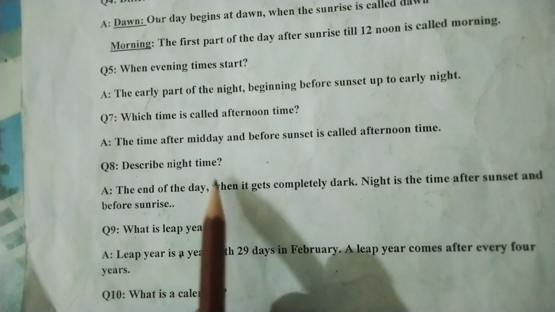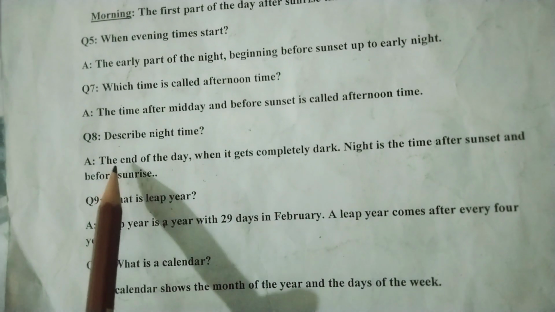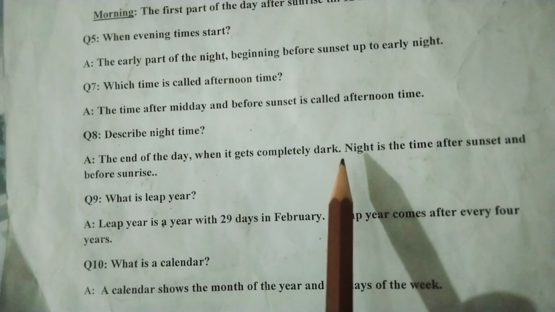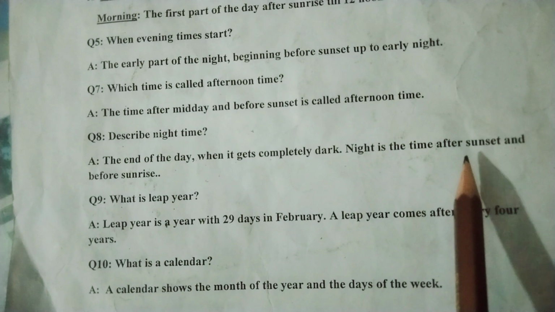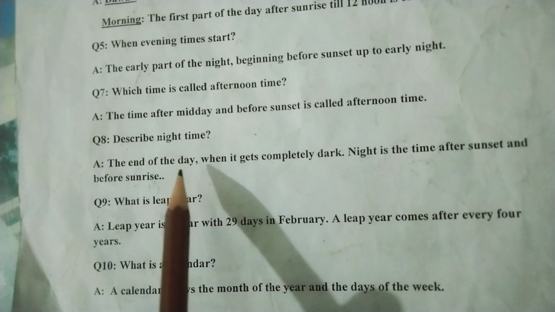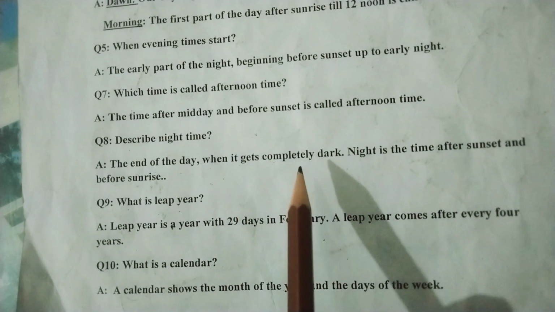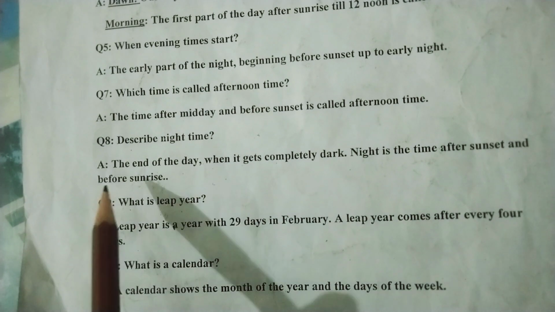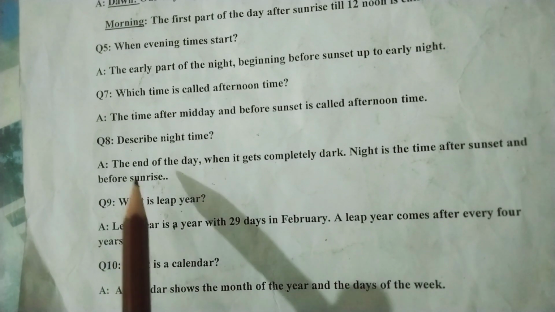Describe night time. The end of the day when it gets completely dark. Night is the time after sunset and before sunrise.